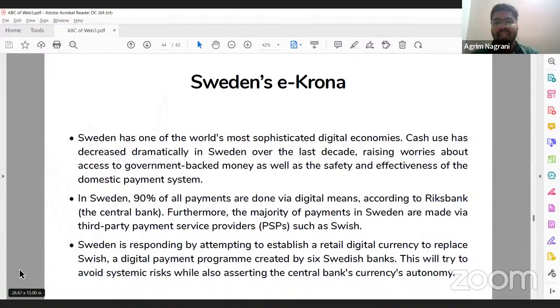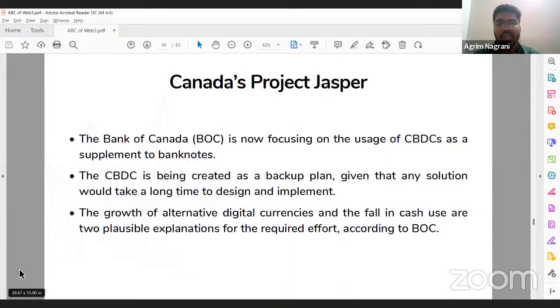Then Sweden's e-krona is there. Sweden has their currency called krona. Sweden is one of the world's most sophisticated digital economies, as we all are aware. Cash usage has decreased drastically in the last decade. This was raising worries about access to government-backed money as well as the safety and effectiveness of domestic payments. So the Swedish government or the central bank there has decided to launch the CBDC, or e-krona, for major payment gateways, and this can be used for direct digital payment and again cross-border transfer of payments. This will help them develop and improve their central bank currency's autonomy.